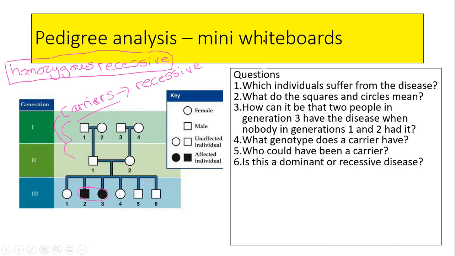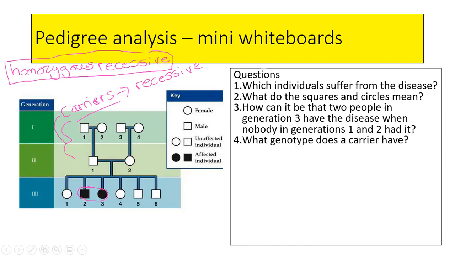Okay, so what genotype does a carrier have? A carrier is always going to be heterozygous. So all carriers are going to be heterozygous. Let's use those Fs that they were doing earlier. So they would be Ff for their genotype.